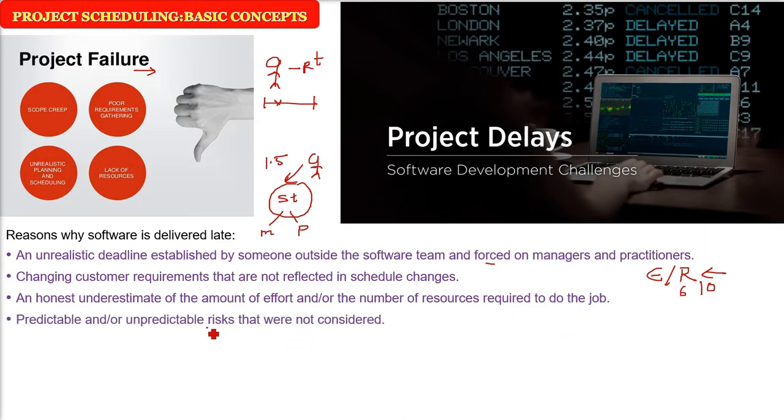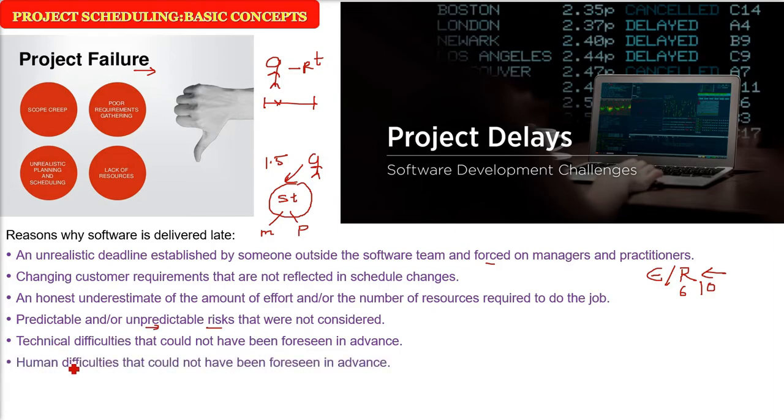There are certain risk factors which are predictable or even unpredictable. They are not even considered, or even if they are considered, there is no contingency plan, there is no mitigation policy. There can be some purely technical difficulties because you cannot foresee them in advance. People, humans, some may get ill, some may leave the job, there are so many things which can happen.